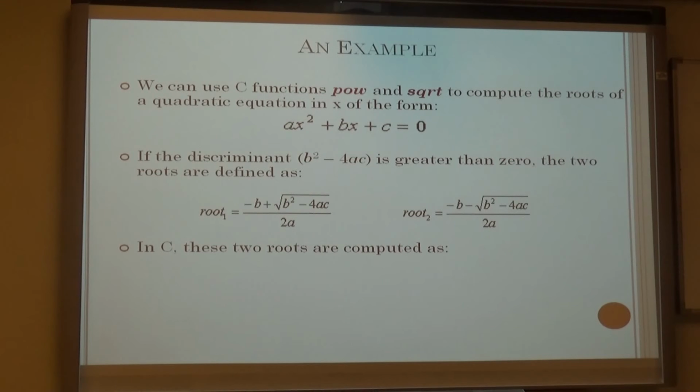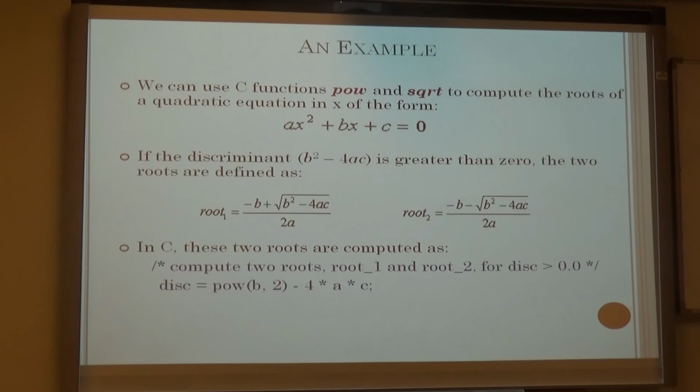Using these two roots of the quadratic equation, we could find the first root this way. We are using the pow function: b raised to the power 2 minus 4 times, remember the star that denotes multiplication in C, so minus 4 star a star c. Basically it stands for minus 4ac. So b squared minus 4ac, and we are putting it in the discriminant variable, and then of course root1 is equal to minus b plus the square root of the discriminant over 2a.